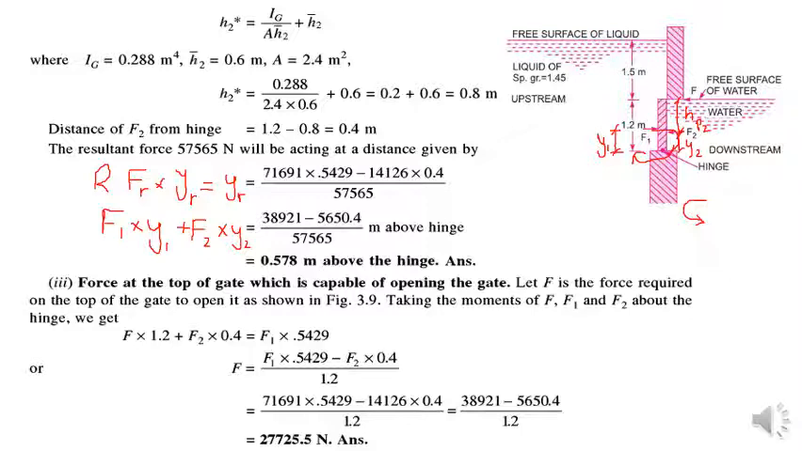Here the resultant force is going to change, and you get the answer as 27,725.5 newtons. So this force is required to be applied at the top of the gate to open it, to control the flow of the water through this sluice gate. So this is it for this particular numerical.